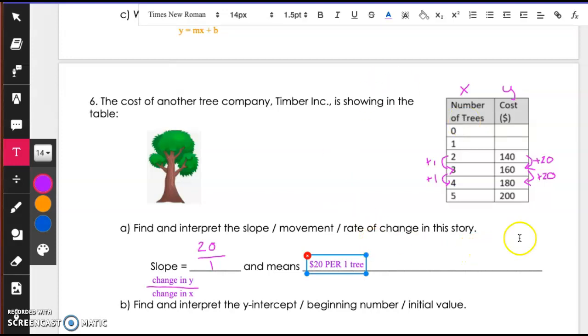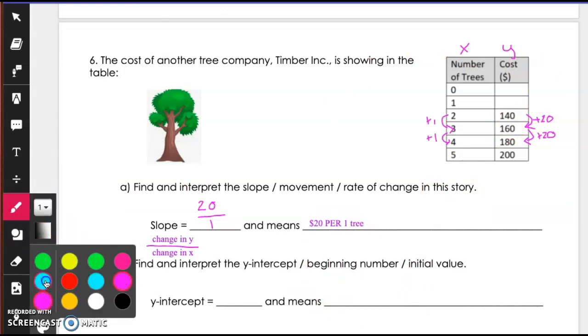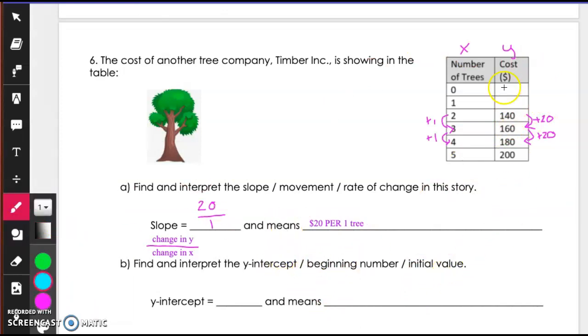Awesome. Now, again, we have to do a little bit of problem solving. We have to work our way backwards in our table to find our beginning, our y-intercept, our initial value. So I've got to figure out how much it costs for them just to show up. If we're adding 20 to move down our table, then to move backwards, we're going to subtract 20. Minus 20. 140 minus 20 is 120. 120 minus 20 is 100.